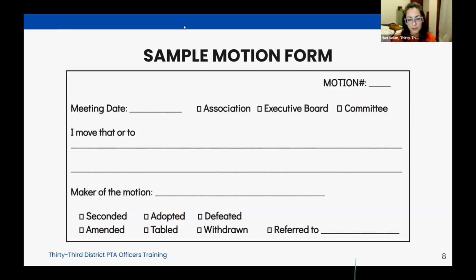Something that I didn't write down, but is helpful: all of the motions that are made, say at your board meeting, are going to be moving forward as recommendations to your association. So if you keep a running list of all the motions that were passed, when it comes time to put the agenda together for your association meeting, you can compile them very easily. And things don't slip through the cracks. And if you have it electronically, even better.